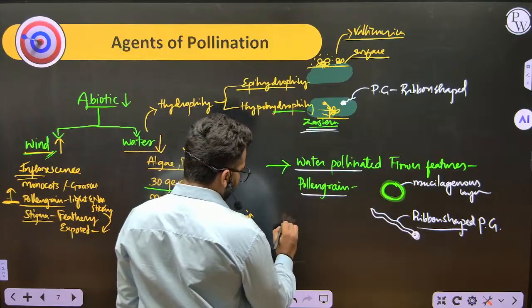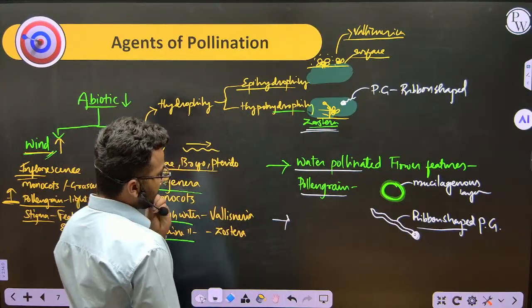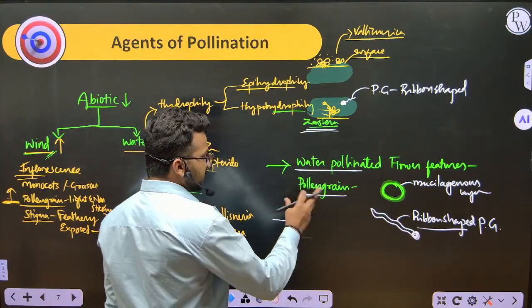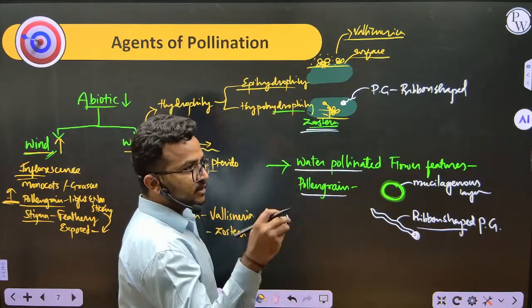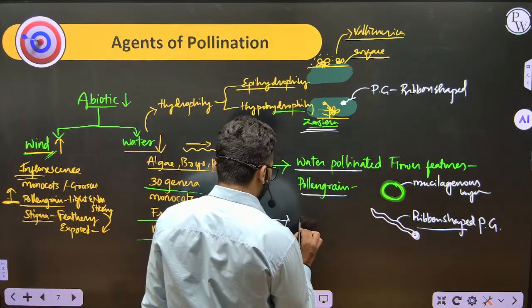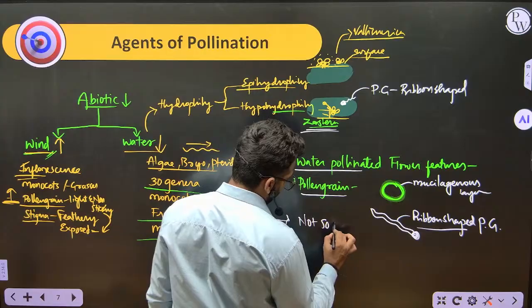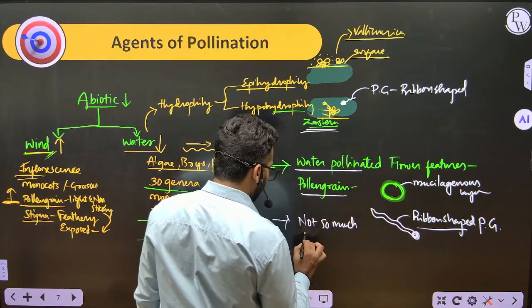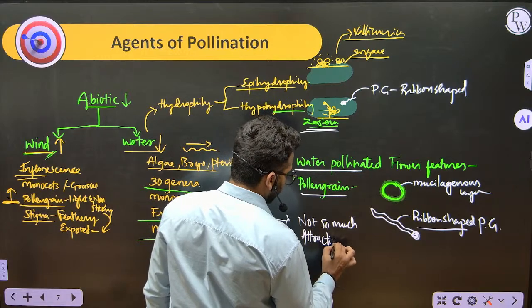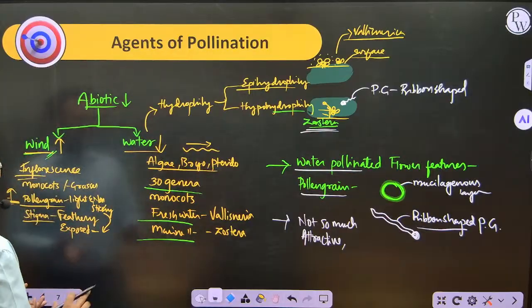So the next is, water pollinated plants are not colorful also. Since there is no requirement of insects, birds or anything, the water pollinated plants are not so attractive. They don't require any fragrance, they don't require any colorful petals and all.